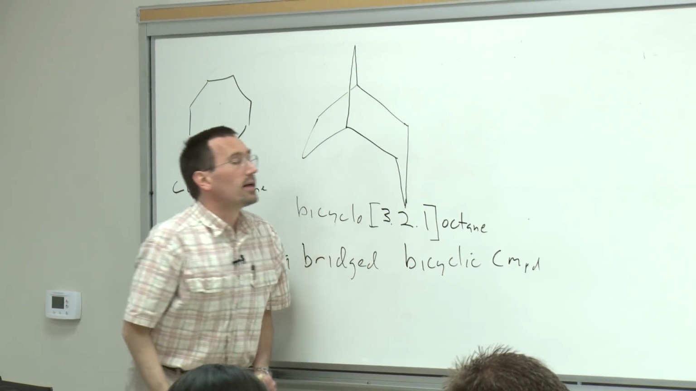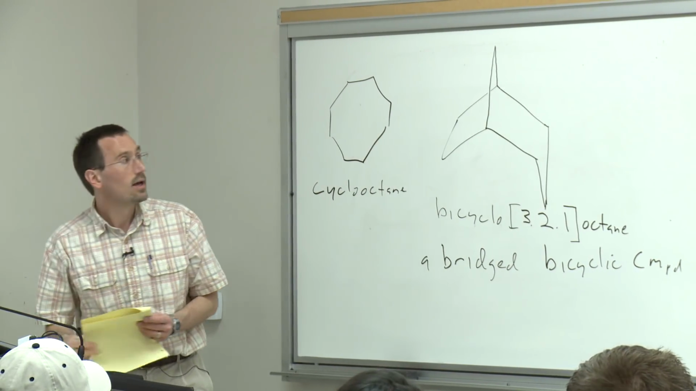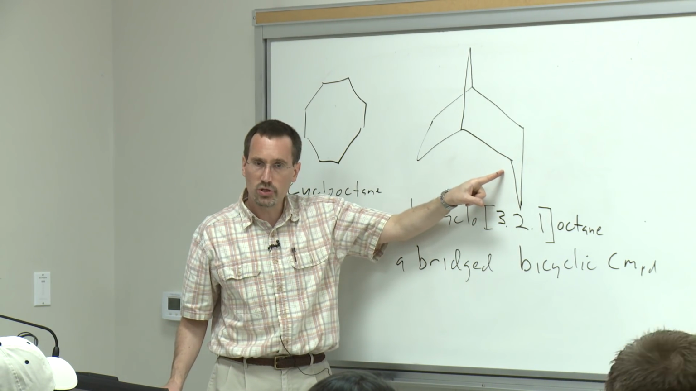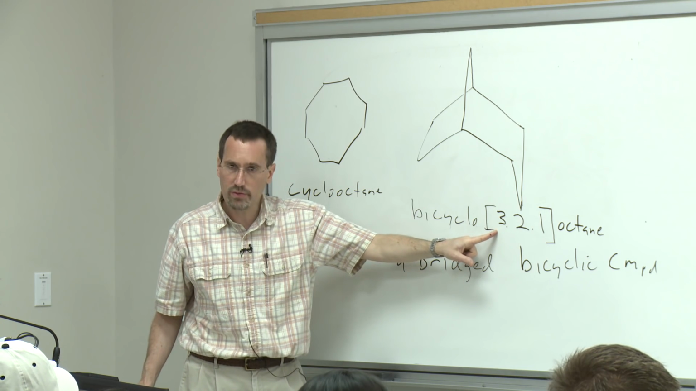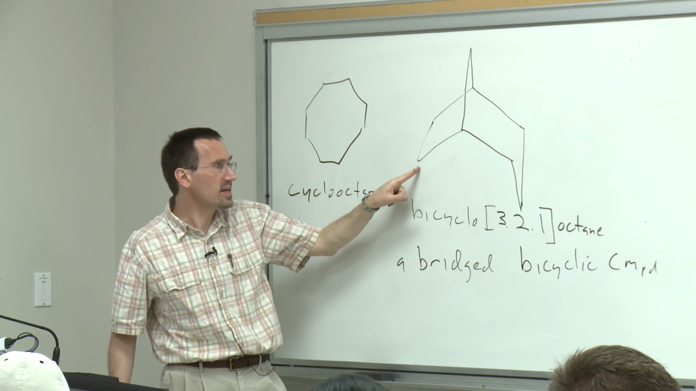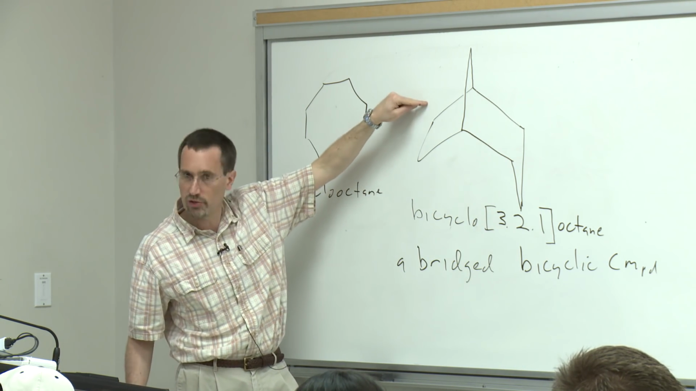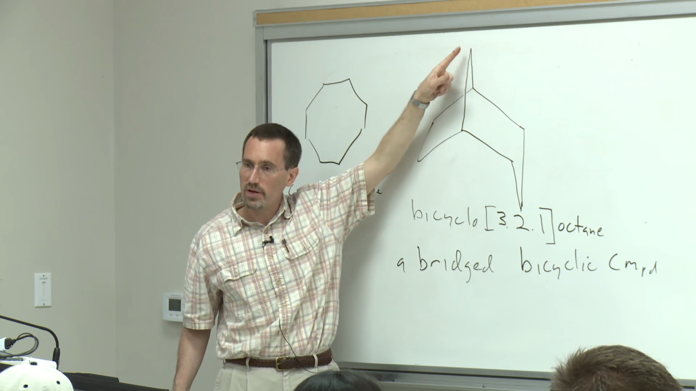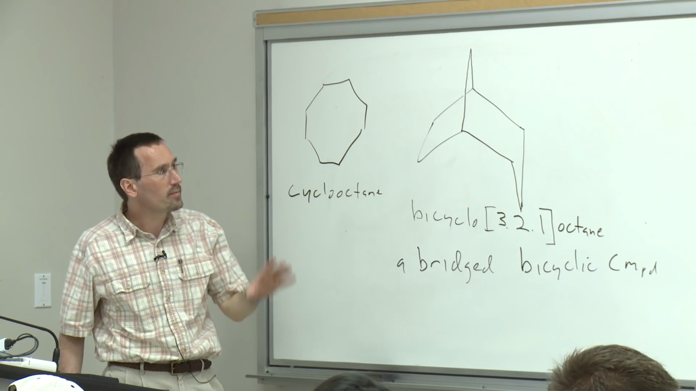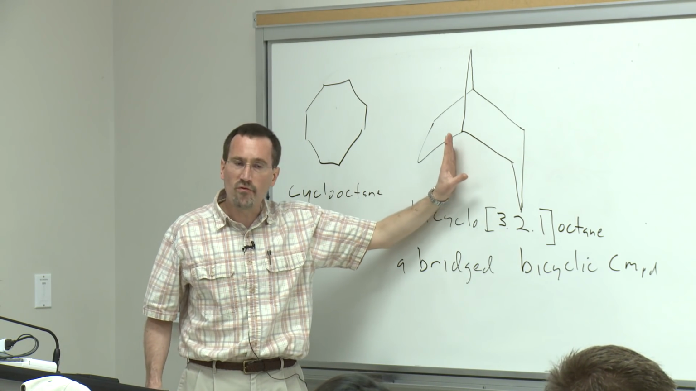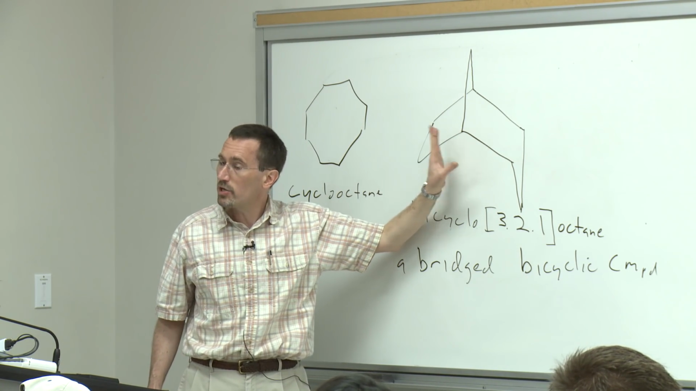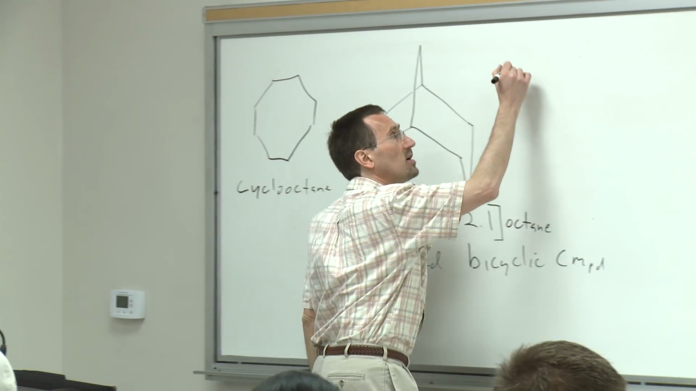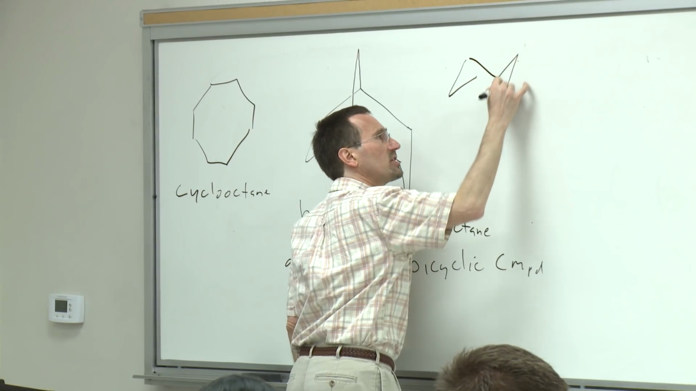Now, it has a 3-carbon bridge, which is where the 3 comes from, a 2-carbon bridge, 1, 2, which is where the 2 comes from, and a 1-carbon bridge, which is where the 1 comes from. This drawing, very much like your drawings of cyclohexane, right? Everyone probably remembers this structure.